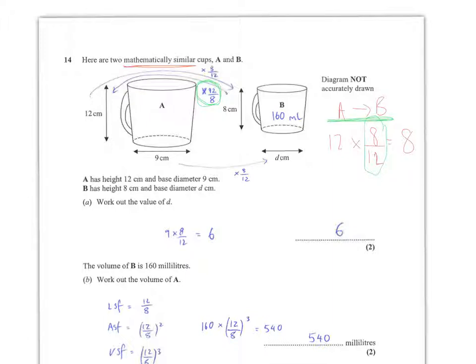For part A, we want to work out the value of D. Well, I'm going from the larger cup to the smaller cup, so therefore timesing by a fraction less than 1, timesing by 8 over 12, which gives me a value 6.